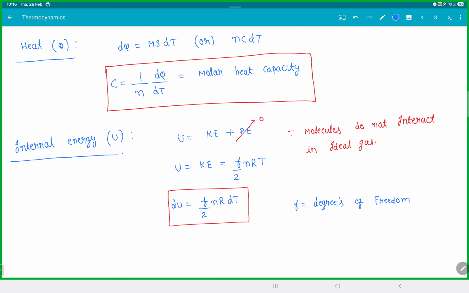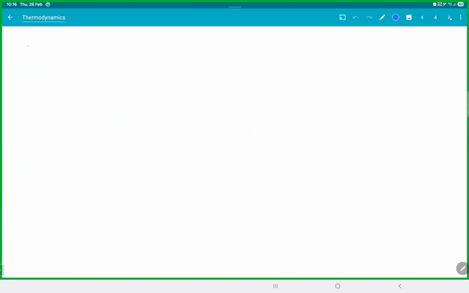Got this? The third one, work. Where did we learn this? Work, power, energy. So W is integral F dx. We can write force as pressure into A dx, and A dx becomes dV. So work done is integral P dV.